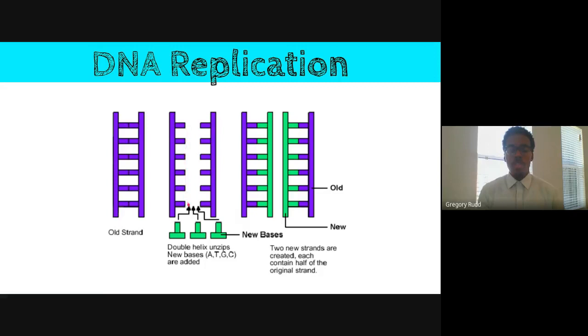So now we've got one strand over here, one strand over here. Then we're going to come in and add new bases to each of these old strands. And eventually we end up with two new DNA molecules, each of which is made up of half of an old strand and half new strand. So I'll let you all process this image.